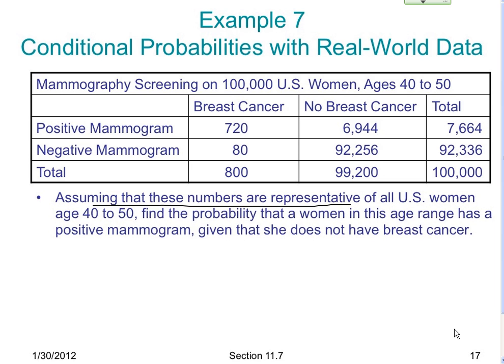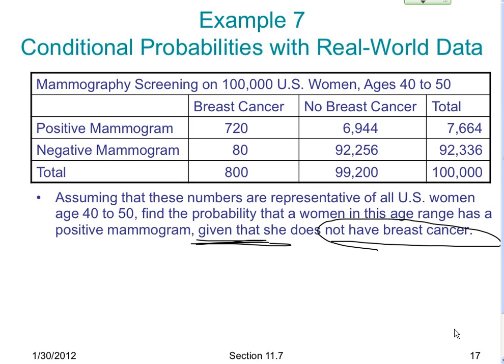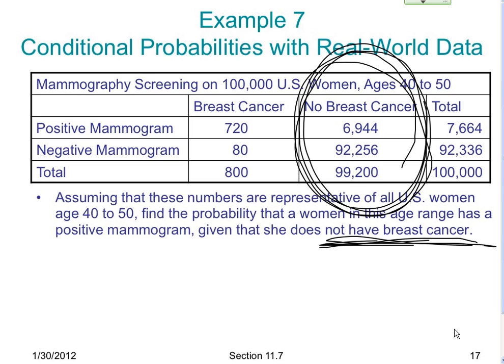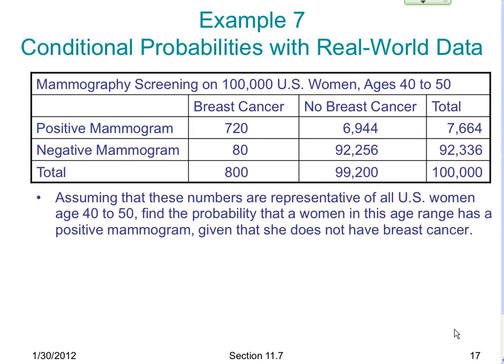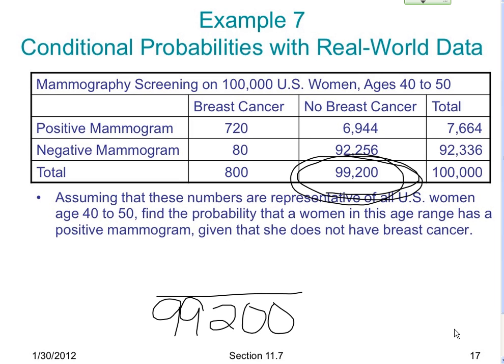Assuming that these numbers are representative of all U.S. women 40 to 50, find the probability that a woman in this age range has a positive mammogram given that she does not have breast cancer. So the only thing we're looking at is no breast cancer. This is the only column we're going to look at. We're going to restrict it. We don't care about this. We don't care about this. So how many people do not have breast cancer? That's the number that goes on the bottom. No breast cancer, that's the number that goes on the bottom.